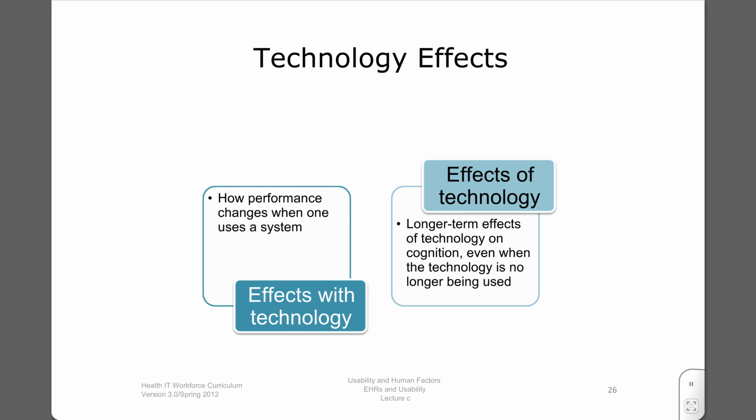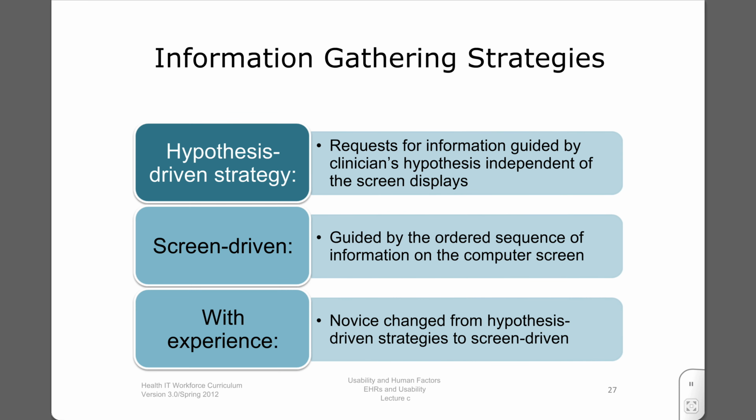Technology affects how work is done and how users think, in both the short and long term. Patel and others studied the effects of using a system on users' long-term work. They found that there were two main approaches to getting information from the EHR. A hypothesis-driven strategy, in which the clinician looks for information based on their ideas of what the patient's problem is, and a screen-driven strategy, in which they follow the screen organization. They also found that with experience, novices changed from a hypothesis-driven to a screen-driven strategy.